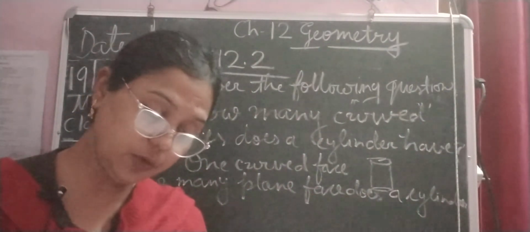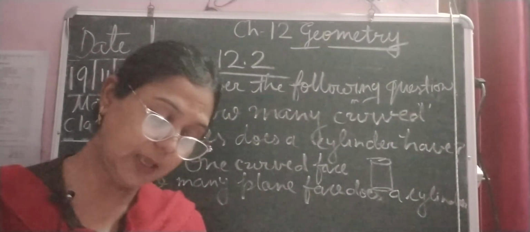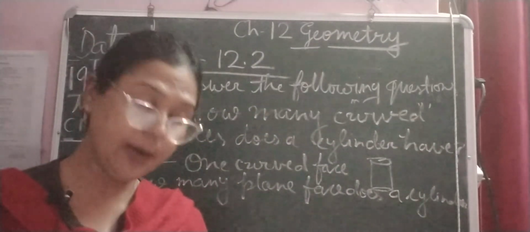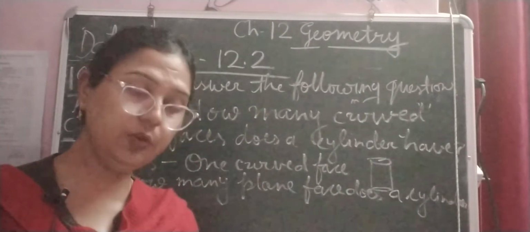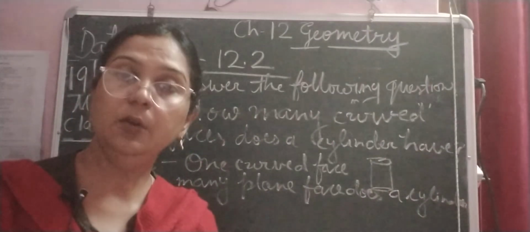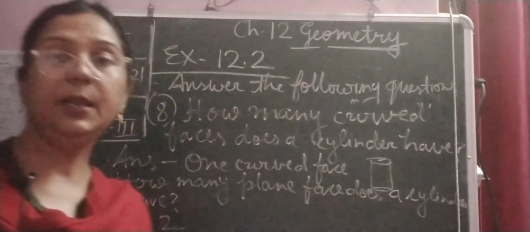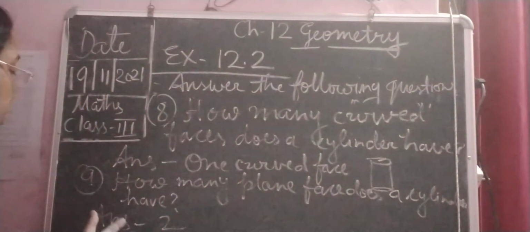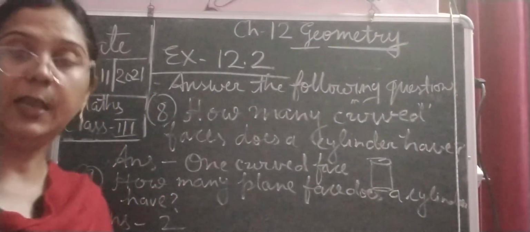The next question is, how many edges does a cylinder have? Are they equal? So you will write the answer. Now we have the 13 and 14 number questions that we will do in our next video class. So children, complete these questions. We have completed till 9 questions, and the next questions we will do in our next video.